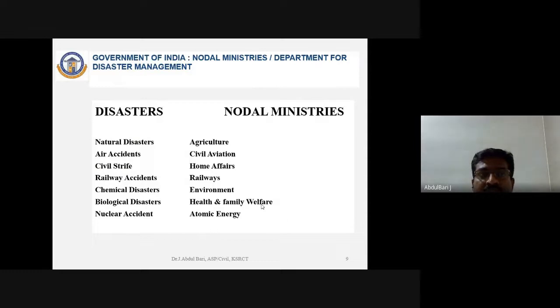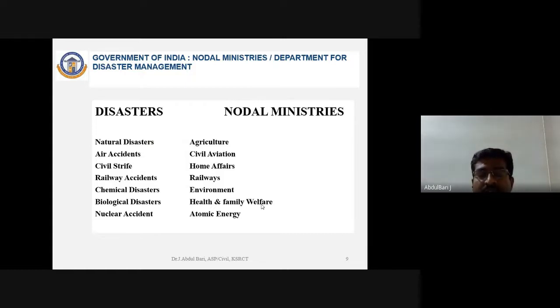Here we can see some of the disasters and the nodal ministries which are responsible for particular types of disasters. For natural disasters, the agricultural nodal ministry will be looking after that. Not only agriculture, the entire central government will be looking after the natural disasters, and air accidents will be looked after by civil aviation. Civil strife will be looked after by the home affairs.